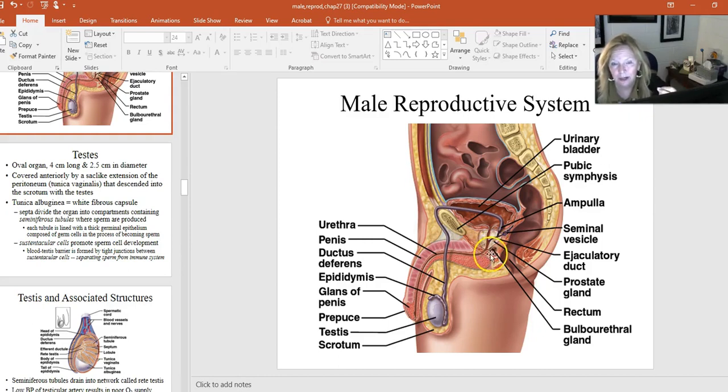Then they have to treat it, especially in younger men. So I hope that made sense. Now, there's also testicular cancer.